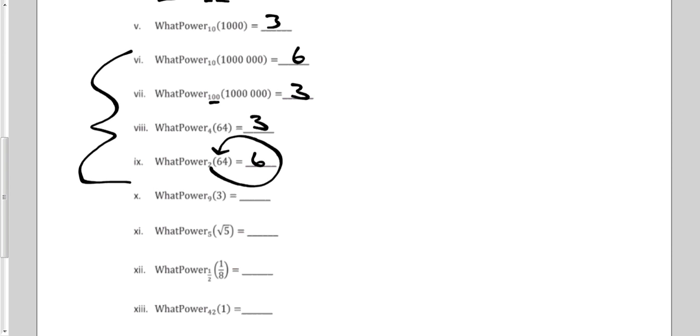Now, that's Roman numeral 9. Roman numeral 10, 9 to what power gets me 3? It's not a third. Who gave you that? Brandon gave me half. Nice. Because half, something to the half power is the same thing as saying the square root of something, right? So 9 to the 1/2 power gets me 3.